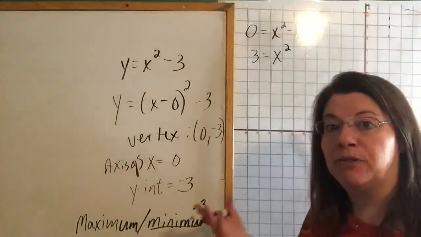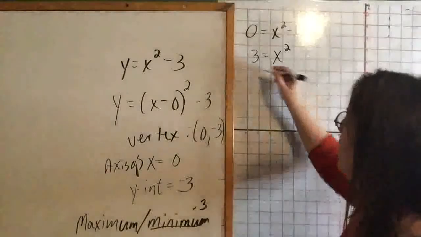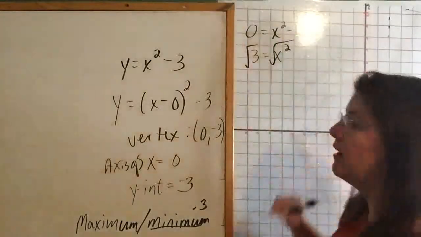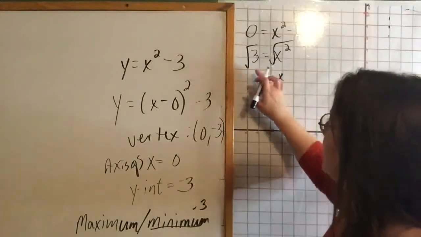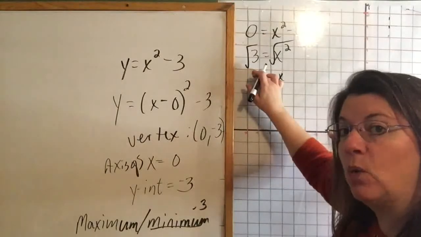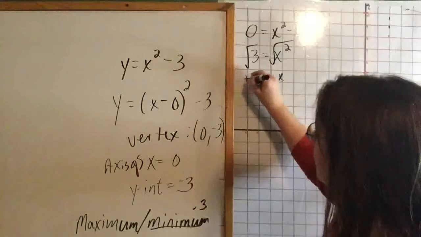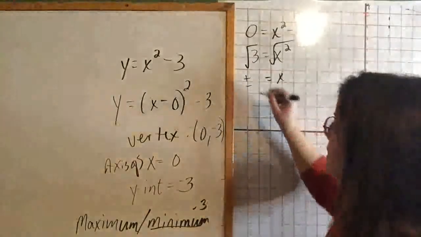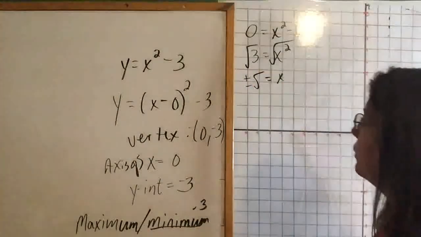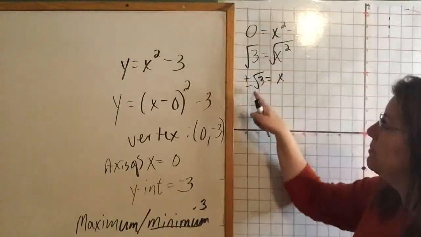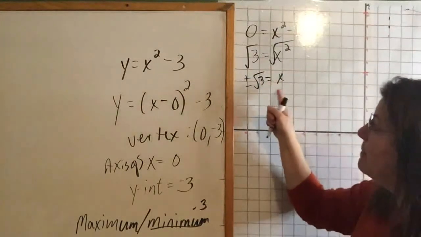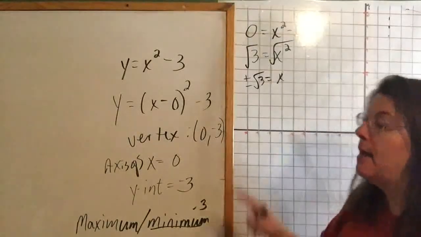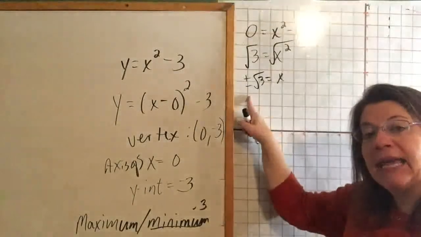And we know that with our work with equations so far, we can take the square root of both sides. Since we put in the square root symbol, we have to include a plus and a minus in front. So we have plus or minus the square root of 3 equals x. So that means my two roots are at positive square root of 3 and negative square root of 3.